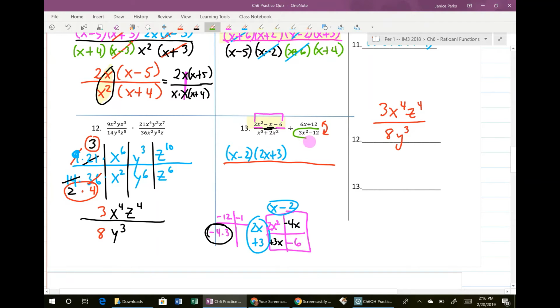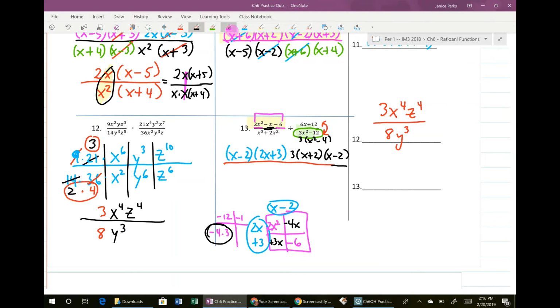For this one, that's also going to go in the numerator because the second one is going to get flipped. So when I factor that, you can take out a 3, and that gives you x squared minus 4. But the x squared minus 4 is a difference of squares, so you have to factor it into x plus 2 and x minus 2.